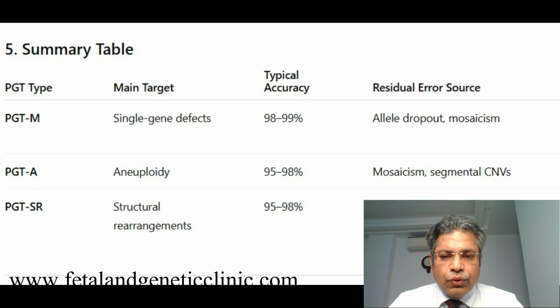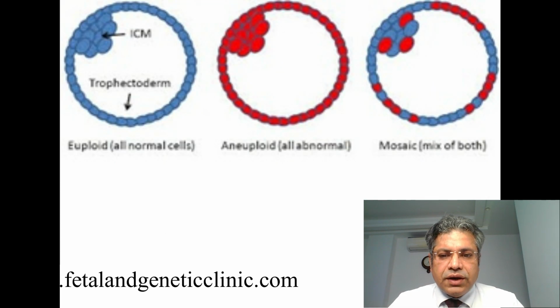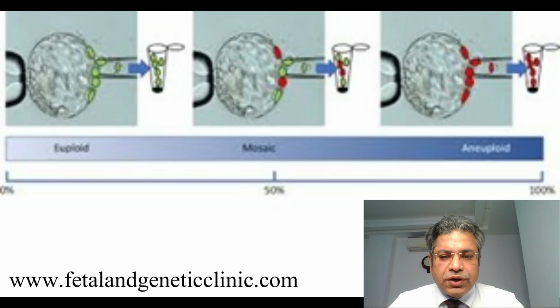Technique-wise they are good, but they are not foolproof, right? So 3 to 5% could be the false positives and negatives with the M, A, and SR, right? And why is it so? This is what it is. The inner cell mass makes the fetus, and the embryo biopsy is done from the trophectoderm. So what can happen is that once we take the cell, it could be a true representative of the fetus, could be a mosaic, or could be abnormal, leading to both false positives and negatives.